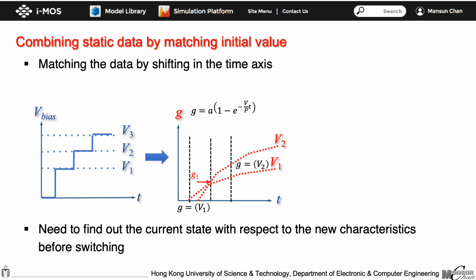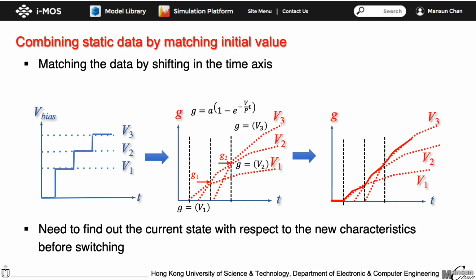Similarly, when the bias is switched to V3, the G versus time curve at V3 needs to be shifted to the right to match the G value at the end of the previous bias period before it is used. After combining the curves this way, the characteristics of G versus time is given in the last graph here.